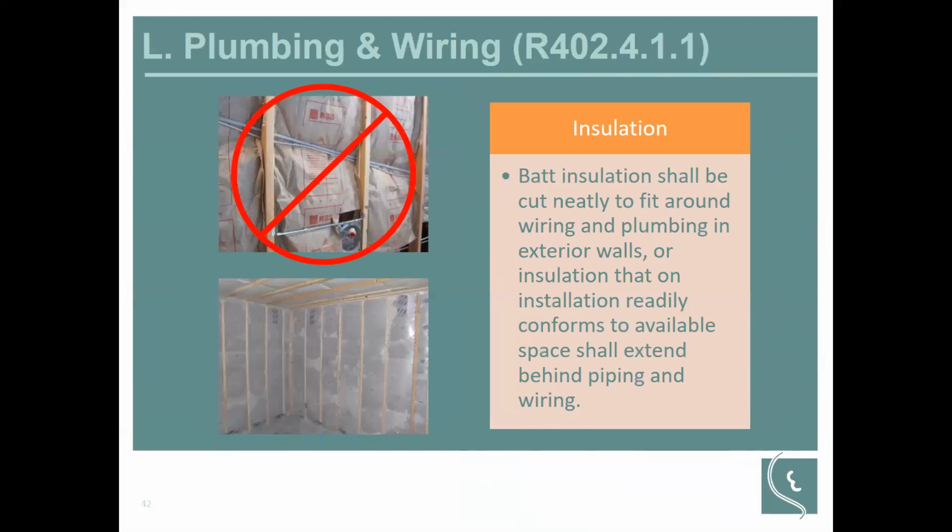As far as plumbing and wiring, making sure that the bat insulation has been cut to fit around plumbing and wiring. Here in the picture, you can see where they've just compressed that bat insulation to fit behind the wiring, rather than splitting that bat and bringing part of the insulation behind the wire and then part in front of that wire.